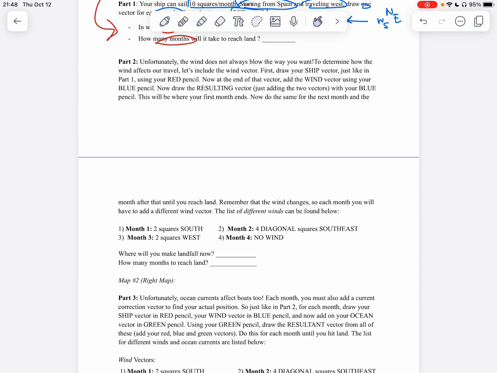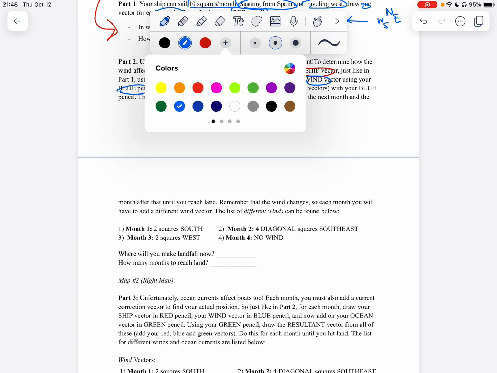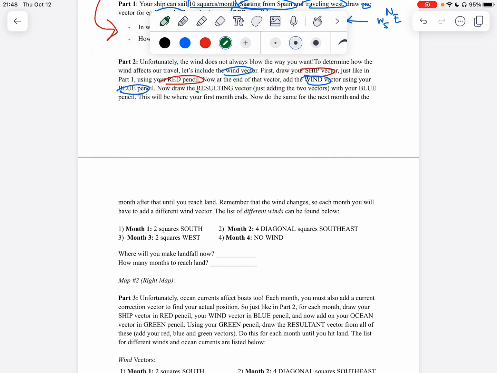It says, unfortunately, the wind does not always blow the way you want. To determine how the wind affects our travel, let's include the wind vector. That's pretty important information. First, draw your ship vector, just like in part one, using your red pencil. Now at the end of that vector, we're going to add the wind vector, and we're going to use the blue pencil. Additionally, you're going to have one more vector now. So now we're going to draw in the resulting vector, also known as the resultant. And right here where it says blue, I meant to write green, so if you could correct that on your own sheets.